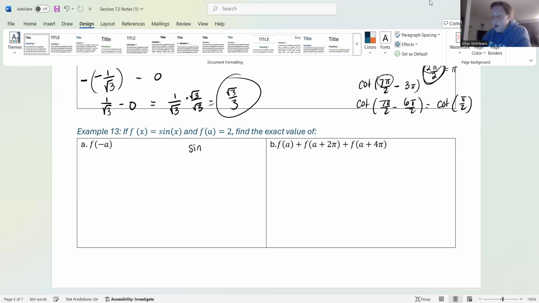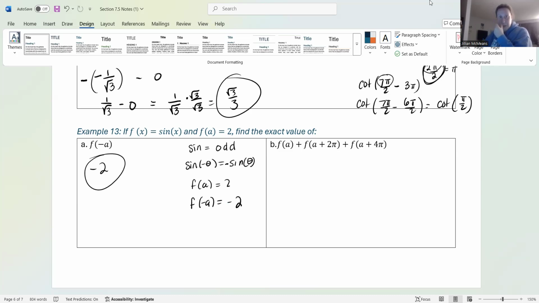Well, we know that sine is odd. So that tells me that sine of negative theta equals negative sine of theta. So if I have f of a equals 2, so that means sine evaluated at a equals 2, then f of negative a is going to equal negative 2. Okay? So because of the fact that sine is odd, we would say this equals negative 2. We just bring that negative out front, and then we get negative times f of a, so negative 2.